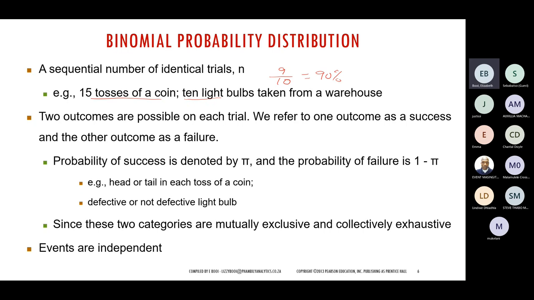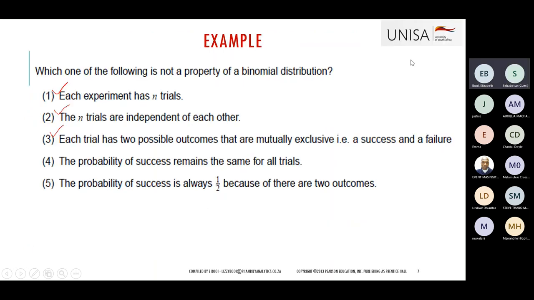If I have 15 coins, which is very difficult now, let's not use 15 coins. Let's use one coin. If I have one coin and I need to know the probability of that one coin landing on a head, the probability of success for a coin when I toss it and it lands on a head will be one out of two. And that will be equal to 50%. Are those two probabilities of success the same? That's what they mean by that question. The probability of success remains the same for all trials.